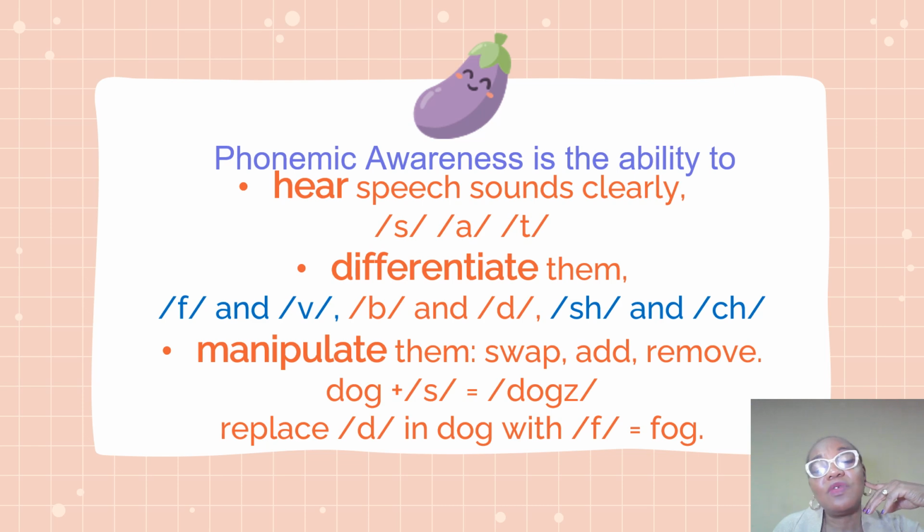And of course, there's the manipulation of sounds as well. You need to be able to manipulate sound. You can add, remove, or swap. So for example, if you have the word dog, and I say to you, add the sound s to the word dog, you're not going to end up with dogs with an s, but you're going to end up with dogs with a z, because the plural form of dog with the voiced consonant at the end will be z, not s. The voiceless consonants take the s sound. So like kiss, at the end there is a voiceless consonant s, and the plural will be kisses.